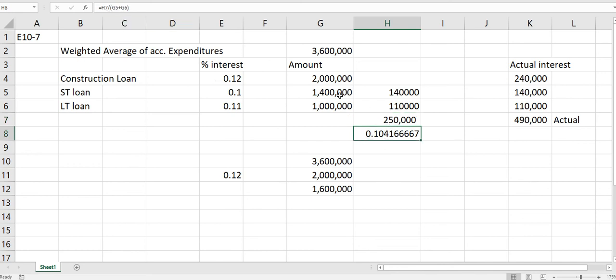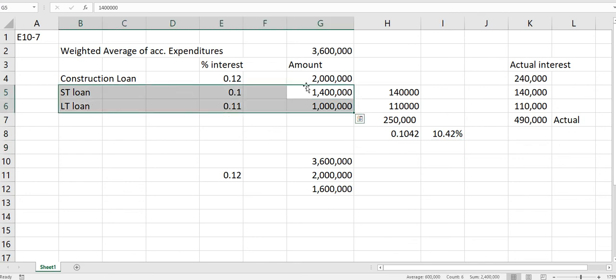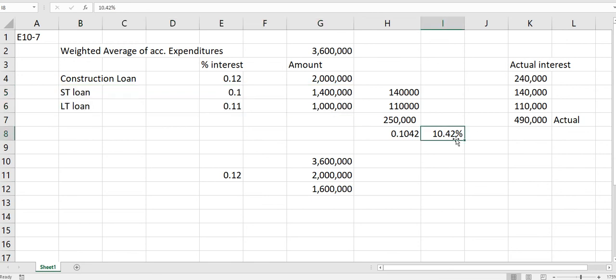So my weighted average, and they say to round to 2 decimal places. So 10.42% is my weighted average. 10.42% is the weighted average of these leftover loans, because I know I took this one loan out specifically for this construction, and then I'm going to weight all the other loans so I can have an average percentage that I can use over here.